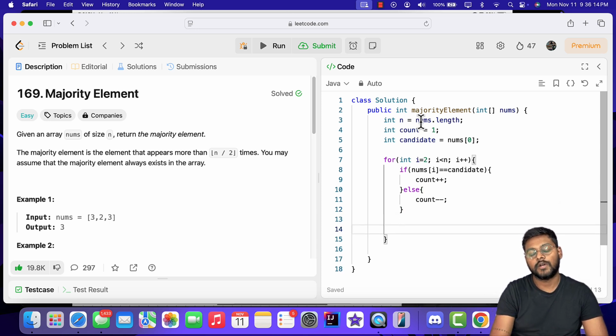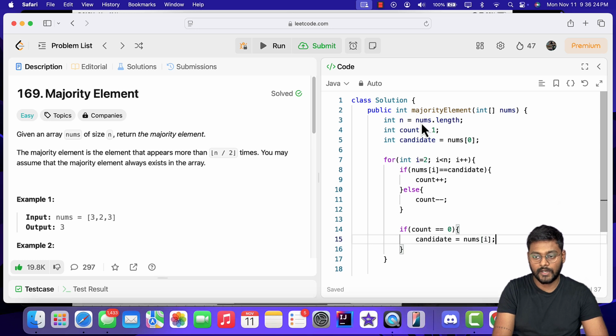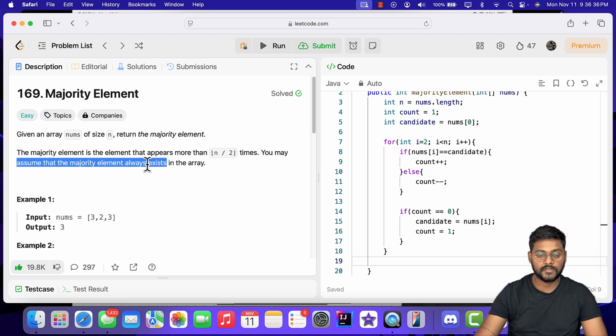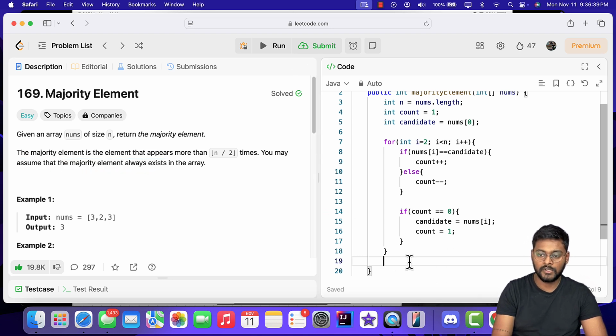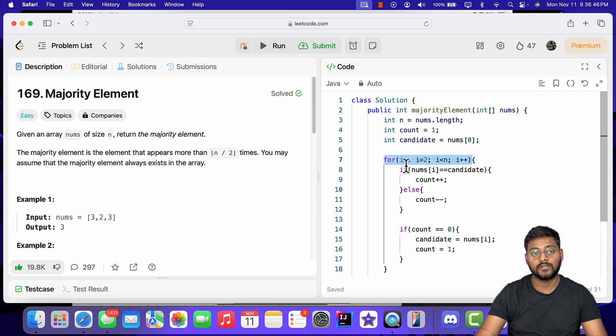After I have updated the count, I will see if at any moment the count has become 0. In this case I'm going to update my candidate. Candidate is nums of i. The current element is the candidate, and the count is 1 because the current element is already considered. As it is given in the problem that we can assume that the majority element always exists, I'm just directly going to return my candidate. Otherwise I would have written another loop to see whether the frequency is crossing n by 2 or not.